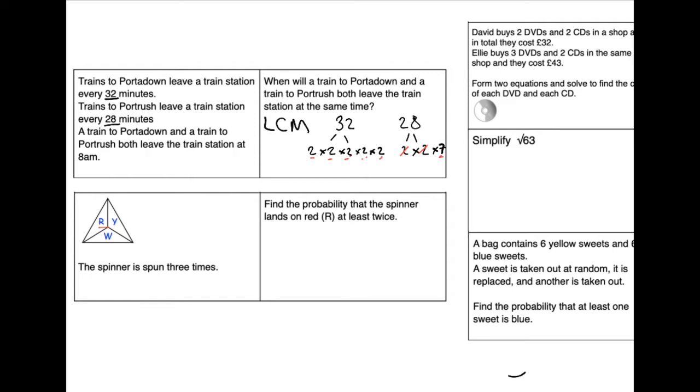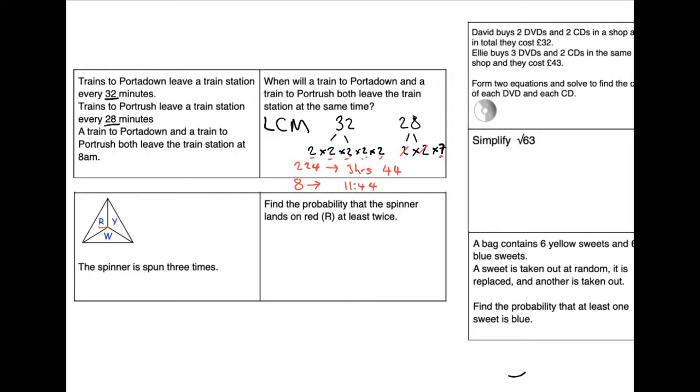So that's 2 times 2 times 2 times 2 times 2 times 7, which, according to my calculations, is 224. That means in 224 minutes, they will both be in sync again. So they will both leave the train station at the same time in 224 minutes. Well, that is the same as 3 hours and 44 minutes. And so from 8 a.m. we need to add on 3 hours and 44 minutes. So that is 11:44. Okay, so that's how to do the first question.